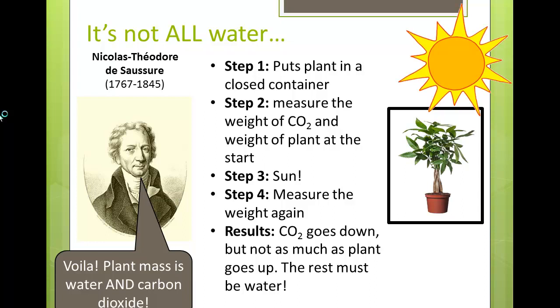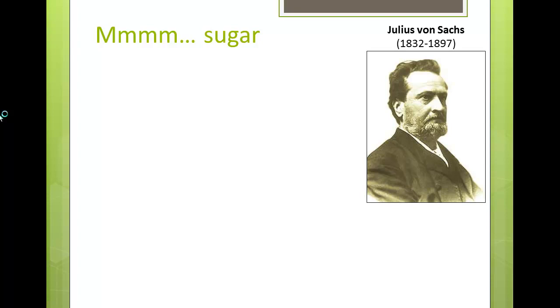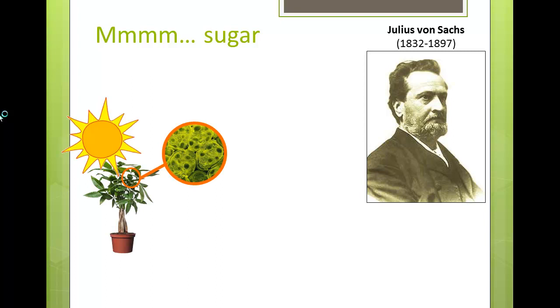And he's French, of course. Voila. Carbon dioxide and water. So now, what is the plant doing? Where is that water and carbon dioxide going? And this is where we get a nice German guy, Julius von Sachs. And he discovered that when you put plants in the sunlight, they would make starch. He was able to figure out how to visualize starch in plant cells.